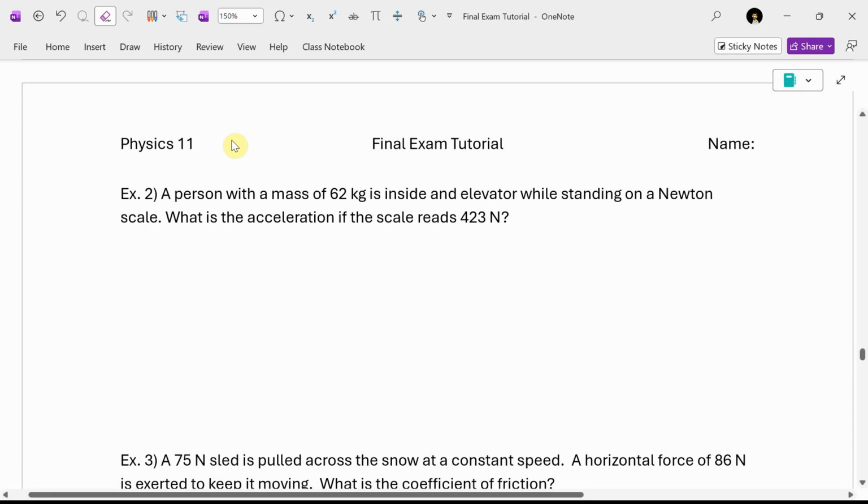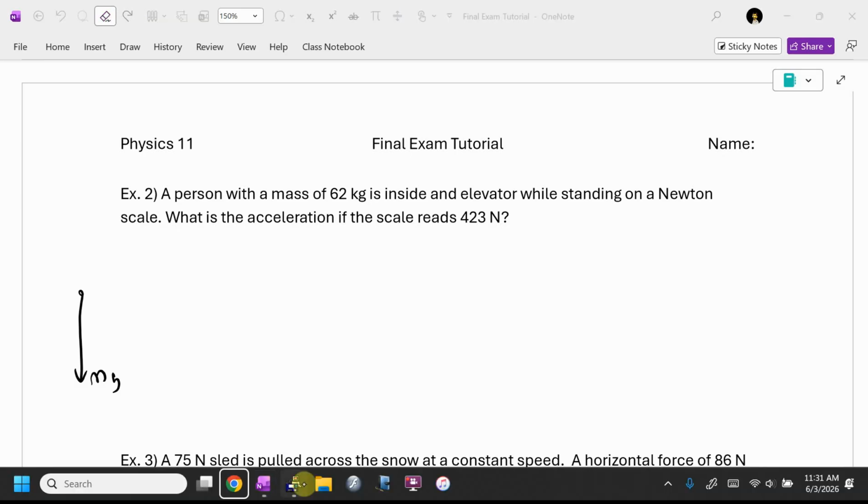Charlie, I also see an elevator and a scale. What are they asking me to find, though, in example 2? You know, this is a good job for a free body diagram. What are the forces acting on this person? Get the obvious one. What else? Bigger, smaller, or the same size as mg? Problem. I don't know. Wait a minute. How big is the normal force? How big is mg? Get your calculators out. Crunch it.